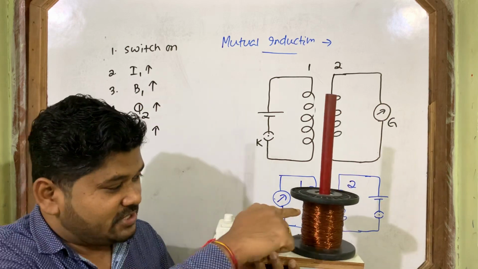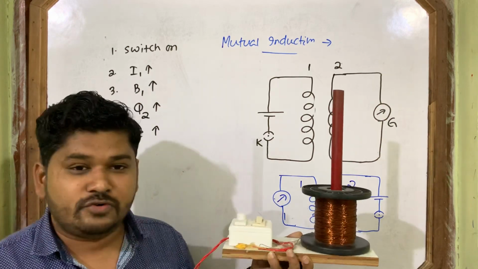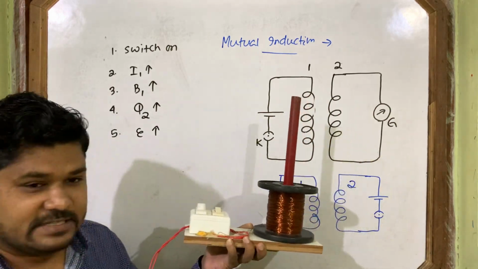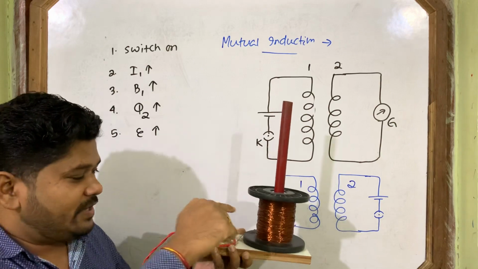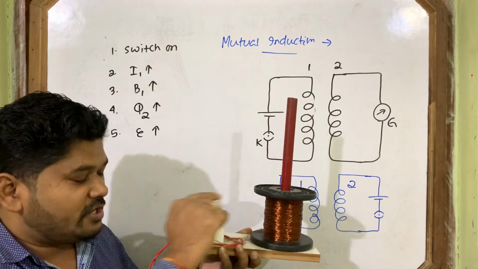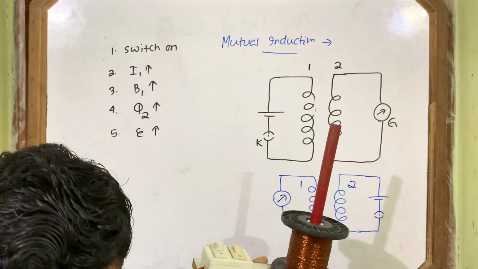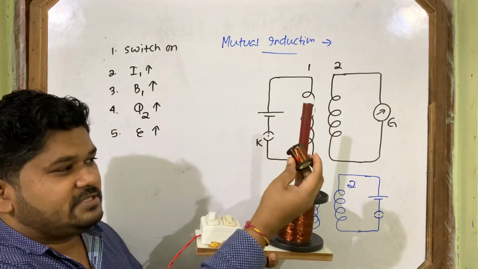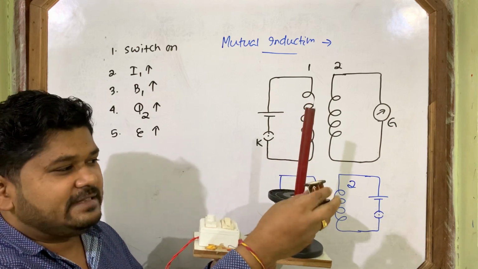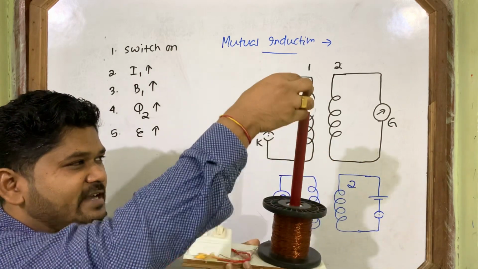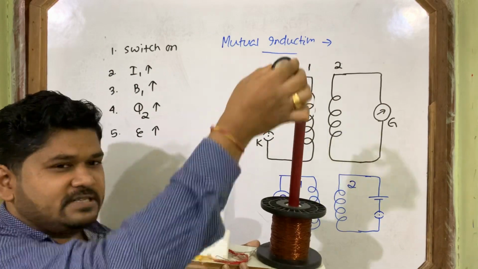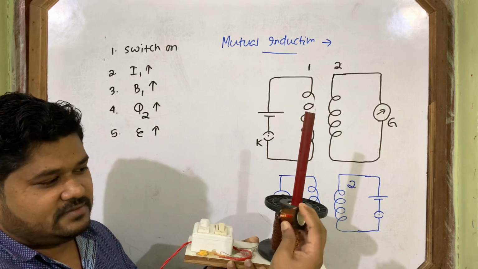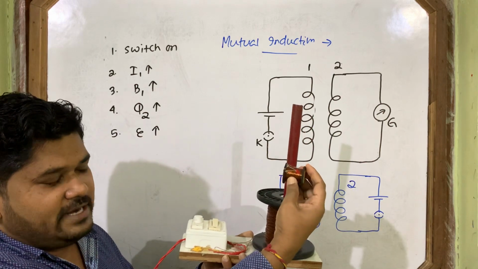So this is the coil. I have provided 220 volt AC to this coil. When I switch on, current will pass in this, but I am bringing another coil, a very small coil, you see. This is the small coil. It has no connection with this one. I have also not connected any battery to it. It's just a coil.